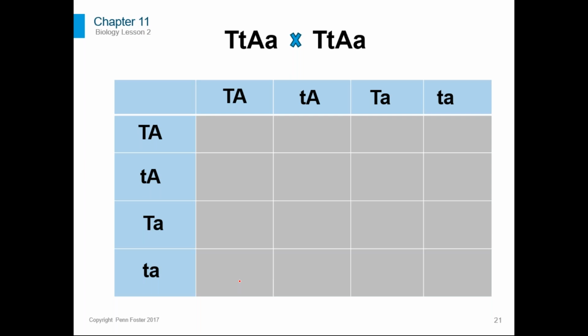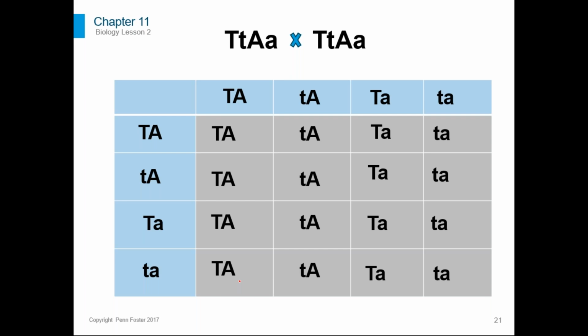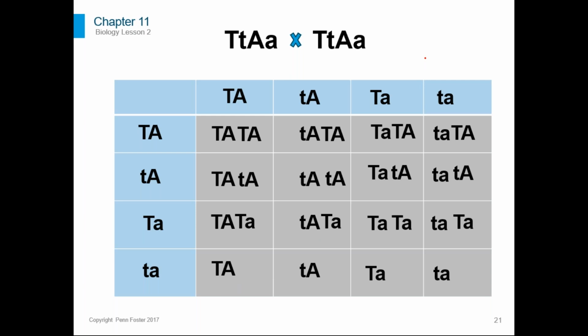Now, just like before, we fill them in down the columns. Everything from the top column, you just fill in into every block under it. And same thing across the rows. Everything in the first row gets that, and then it's just the same for every row. So filling them in down the columns and across the rows like this gives every possible combination of alleles of the offspring.